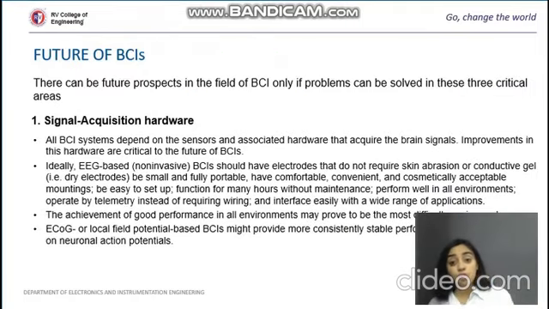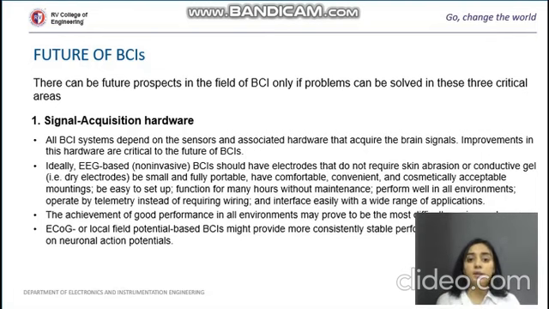So what is the future of BCIs? As we discussed, there are many applications when it comes to implementation of BCIs in neuroprosthetics. But then there are certain aspects that have to be improved so that this implementation can be smoother and more useful. So we are going to discuss three such critical areas, one of them being the signal acquisition hardware. All the BCI systems, as we discussed, are very majorly dependent on the sensors that are being used.